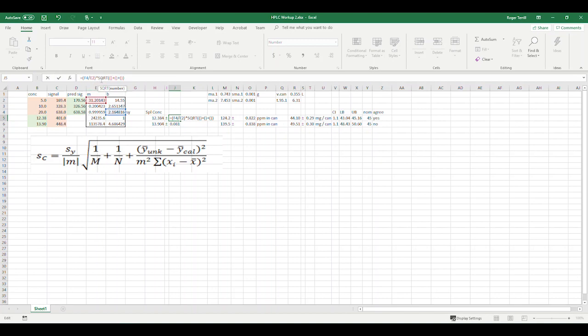Then this term here is this parenthesis here. That's going to be 1 over 1. M is the number of replicate measurements. The next one here is going to be 1 over 3. That's the number, oops, H21 over 3. It's going to be 1 over 3.